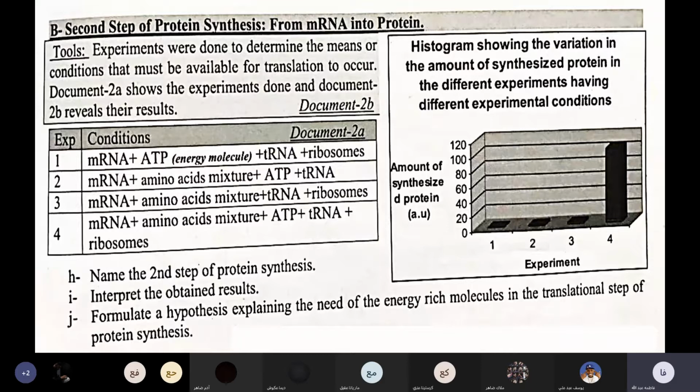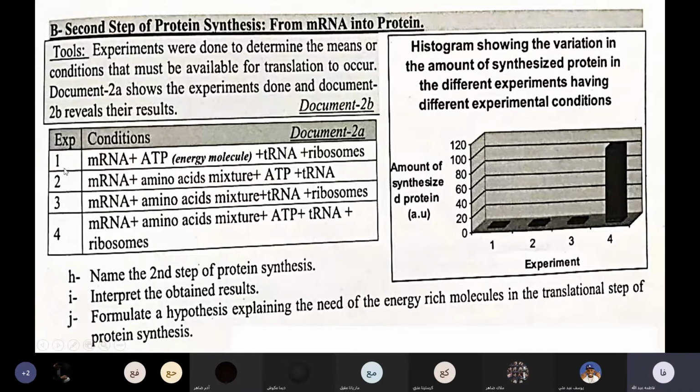Okay, tools. Experiments were done to determine the means or conditions that must be available for translation to occur. Document 2A shows the experiments done, and document 2B reveals the results. This is 2A. The table shows the conditions of the experiments. However, document 2B shows the results represented in the form of a histogram.